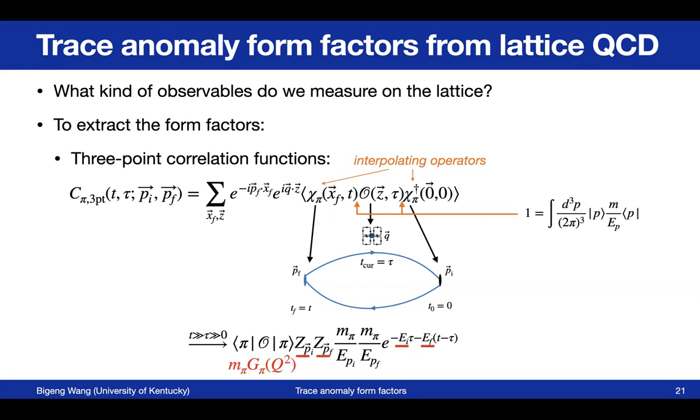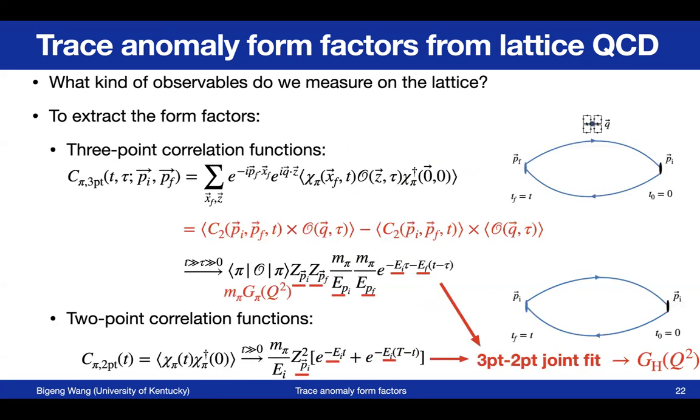All these extra parameters can be constrained if we calculate the 2-point correlation functions as well, because if we look at the 2-point correlation functions, the same parameters appear as well. So in order to extract these form factors, we perform a 3-point and 2-point function joint fit. So finally, we can extract these form factors from the fitting.